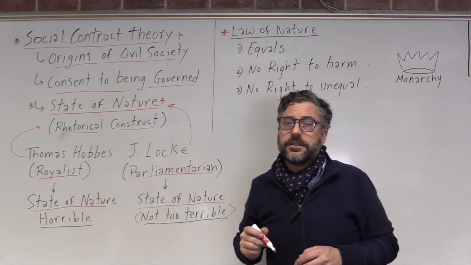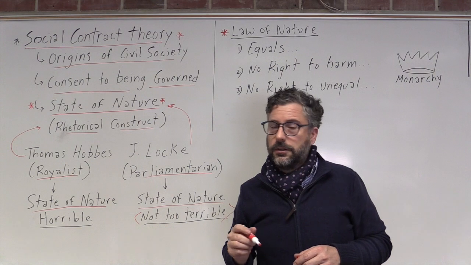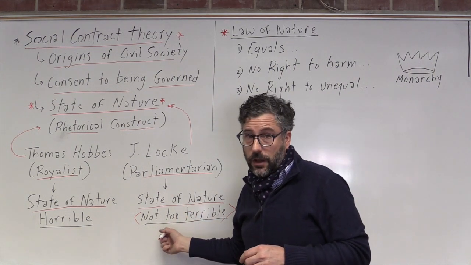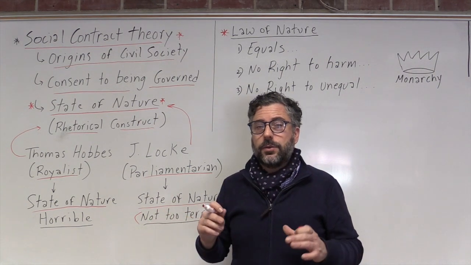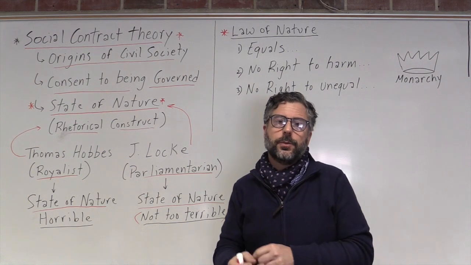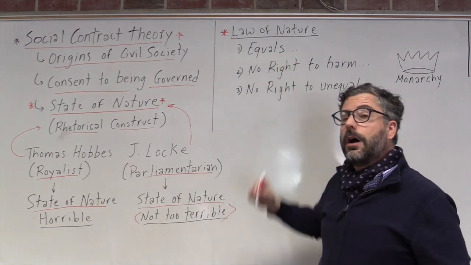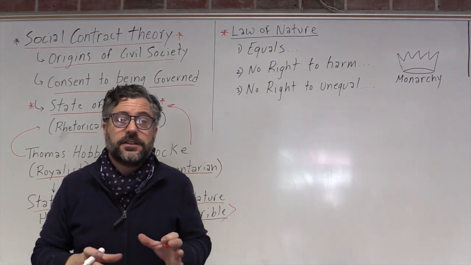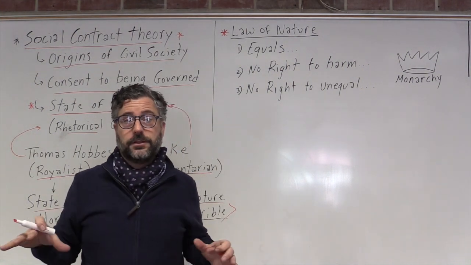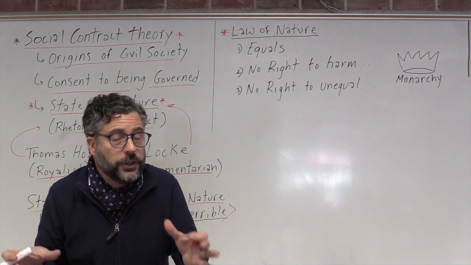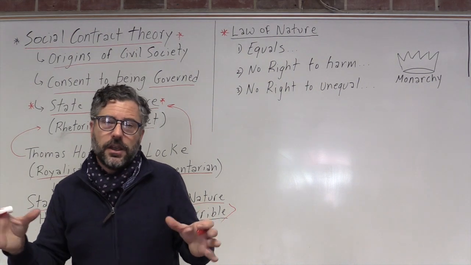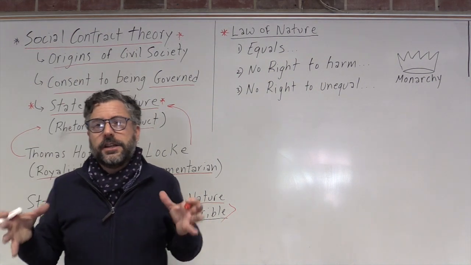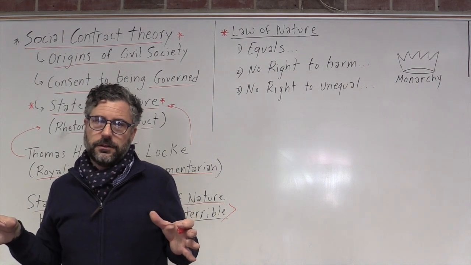So, the reason that Locke's state of nature isn't too horrible is because within it there is what he calls a law of nature. In other words, there are laws that exist before governments. So it isn't only up to government to make laws, there are laws that already exist before governments.